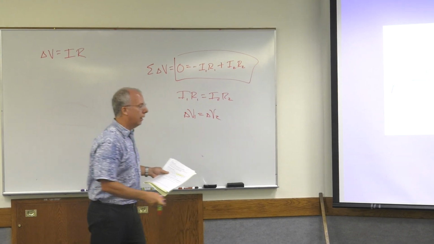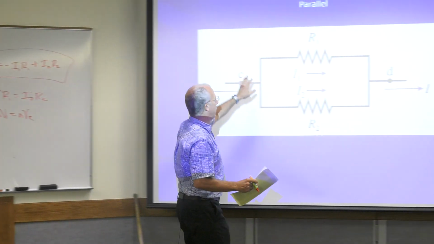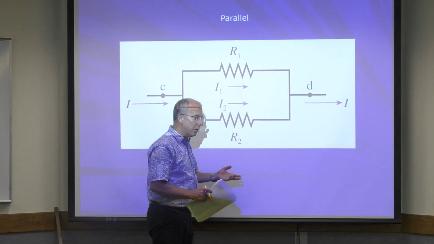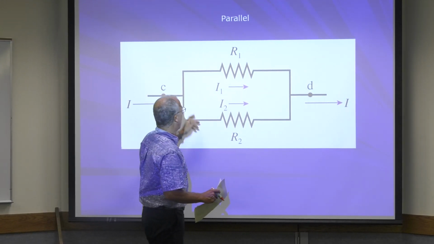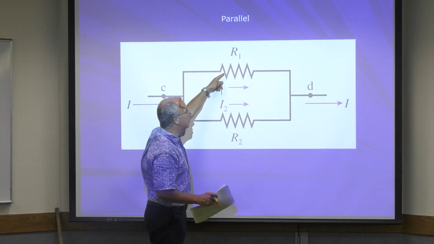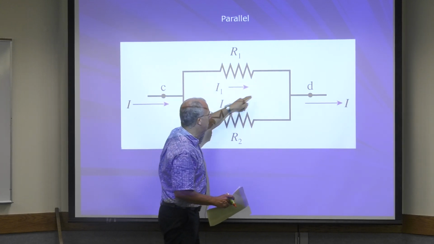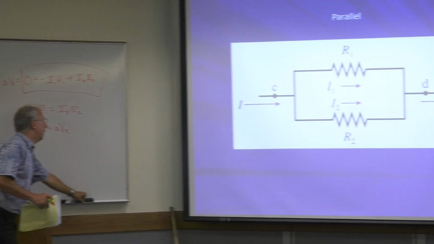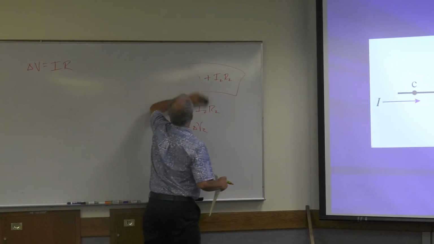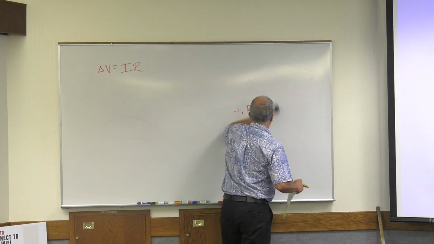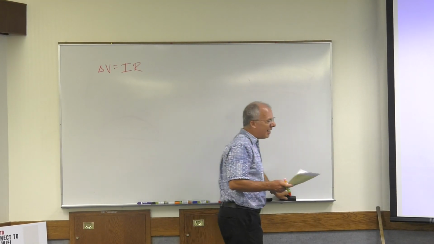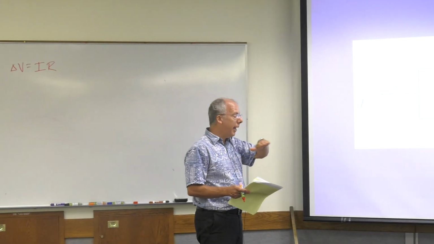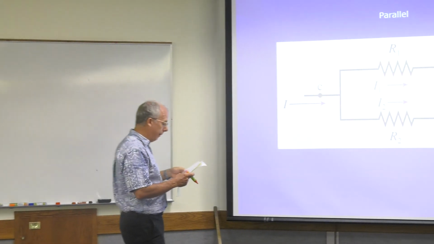So that's basically it. What I'm saying is when you have resistors in parallel, the voltages are the same. The currents aren't the same, the resistances aren't the same, the voltages are the same. And we just proved it. So the voltages are the same. That's the key. With series, the current's the same. With parallel, the voltages are the same.